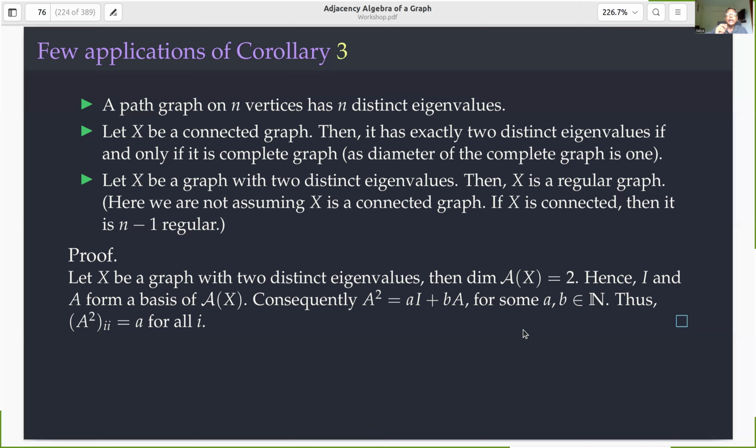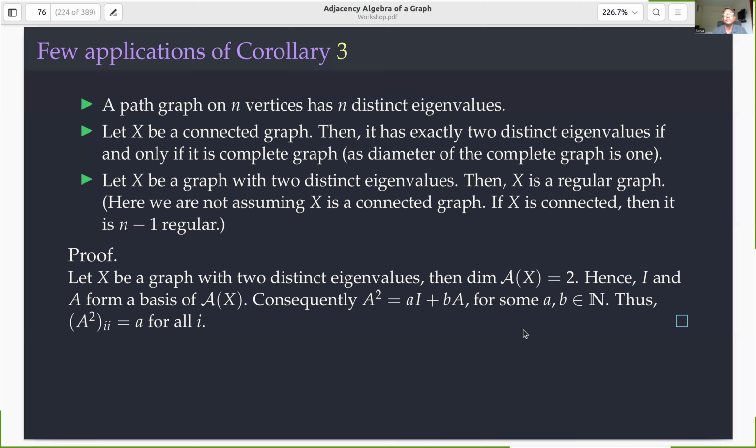Now, I and A already form a basis. That means A squared is expressed as a linear combination of these two. So A squared equals a times I plus b times A. Can you say something now? A squared equals a times I. What are the diagonal entries in A squared?